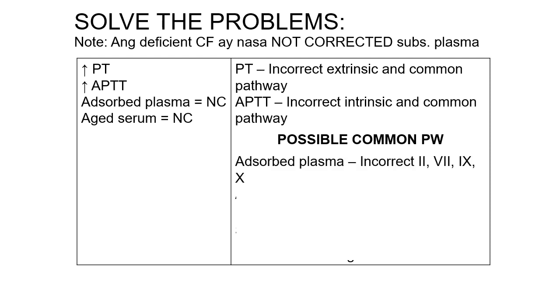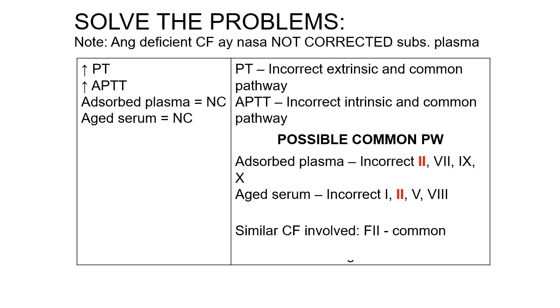Adsorbed plasma, incorrect daw in 2, 7, 9, and 10. H serum, 1, 2, 5, and 8. So, ang problem natin is common pathway. So, alin dito sa dalawang ito, no? Ang mga common pathway. Ano ang common denominator nila? So, 'di ba, ang factor 2, yung common denominator ng dalawang specimen. So, possible na nasa factor 2 ang problema dahil ito rin ay common pathway.